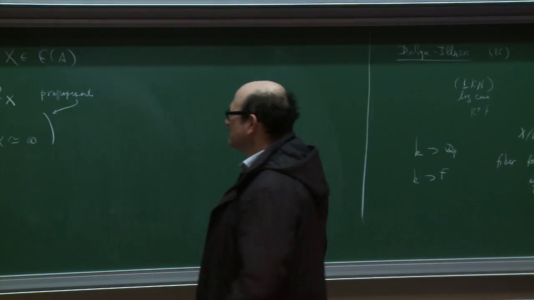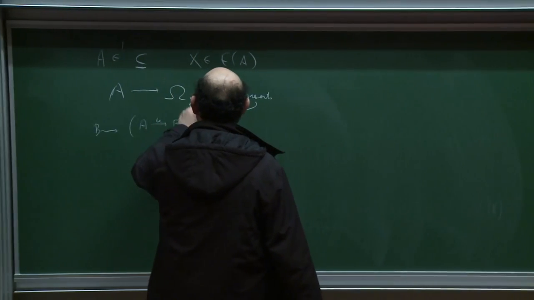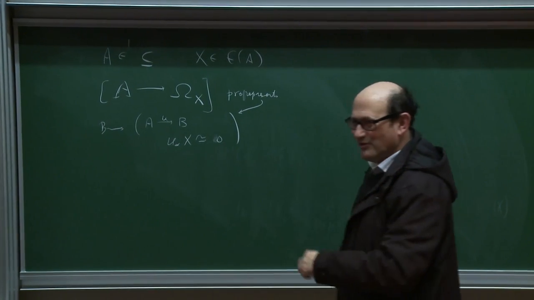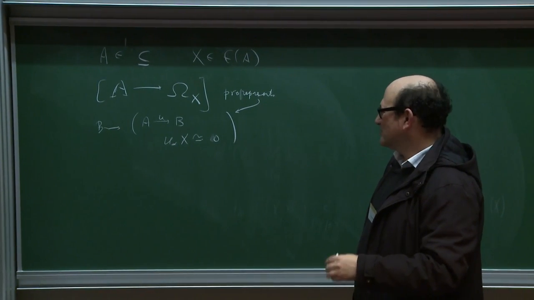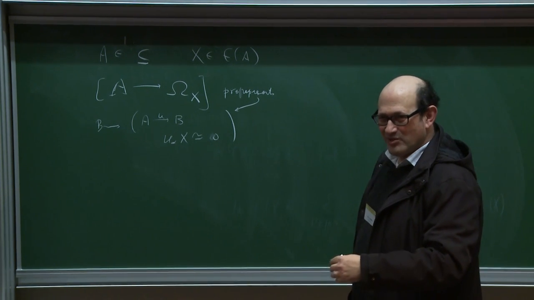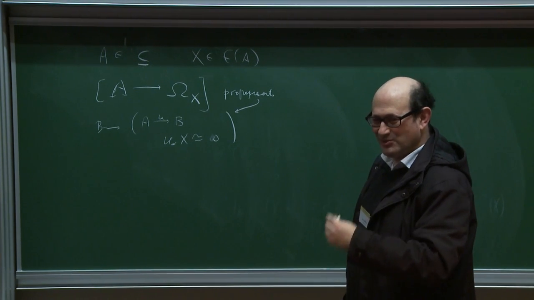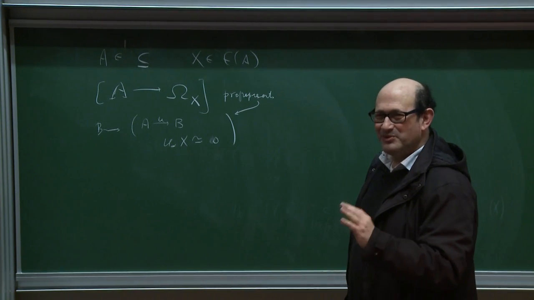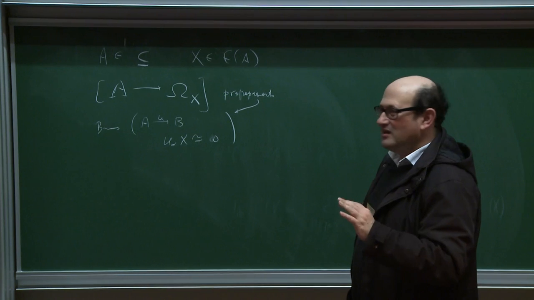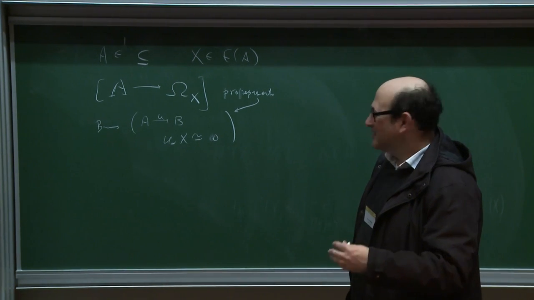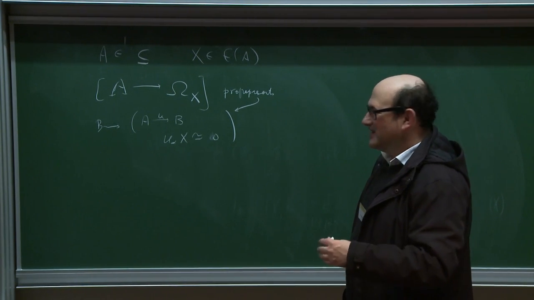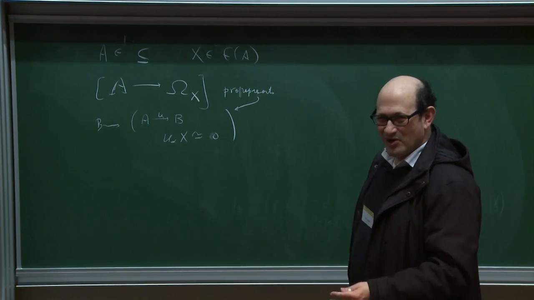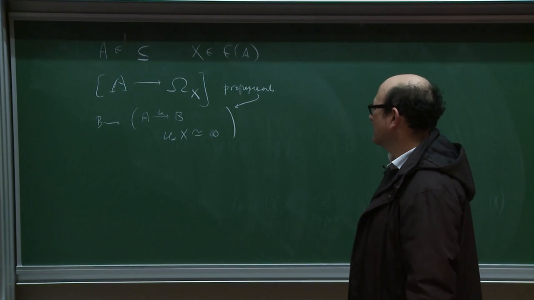No. The point is that given an element in ob C and an object in the cofibered category, one looks at the problem of making this zero by mapping A to something. This is pro-represented universally by something called omega X. It could be represented, in which case it is said that the typical complex exists, but it is easy to see that it is always represented by a pro-object. Okay?